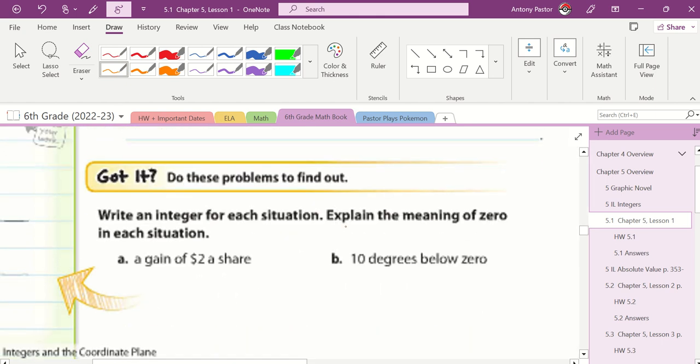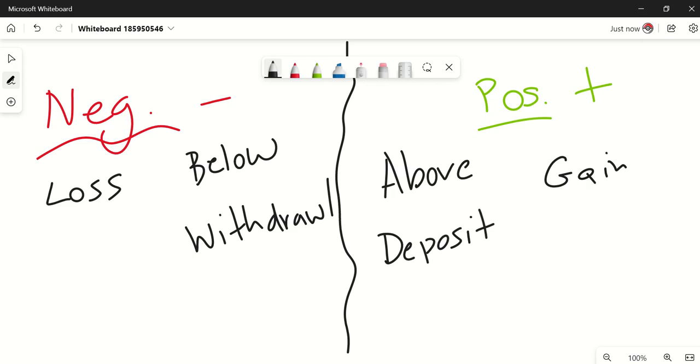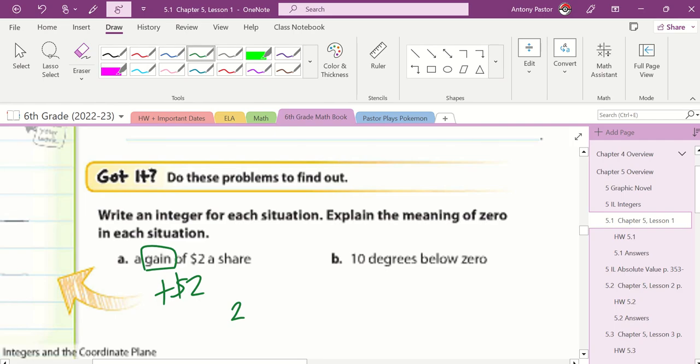Let's do these problems to find out. Write an integer for each situation. Explain the meaning of 0 in each situation. A gain of $2 a share. So this is dealing with stock market stuff. This means your stocks went up in value, plus $2. So the integer would just be 2. The meaning of 0 here would mean that you did not gain any value in your share, and you also didn't lose any value. So gain shows up again, which was already on our positive side.